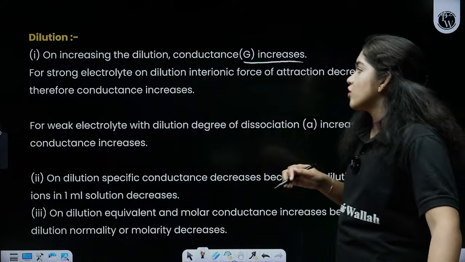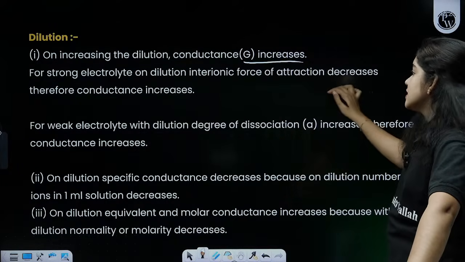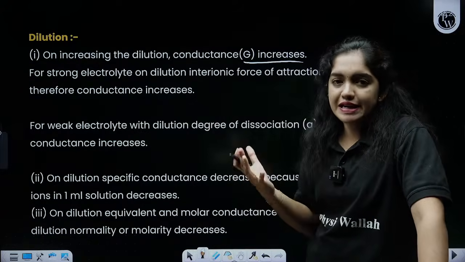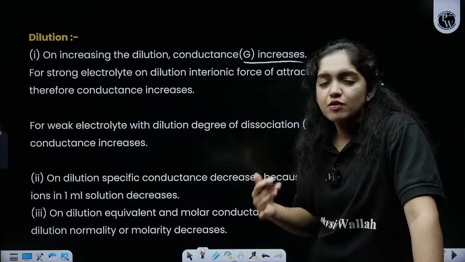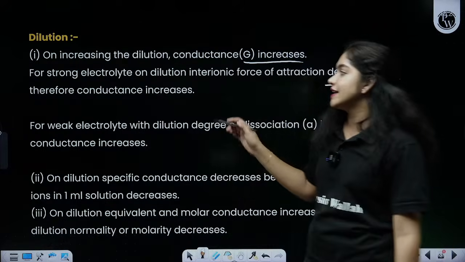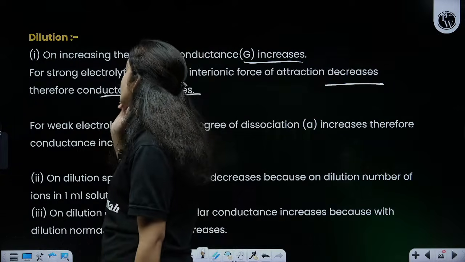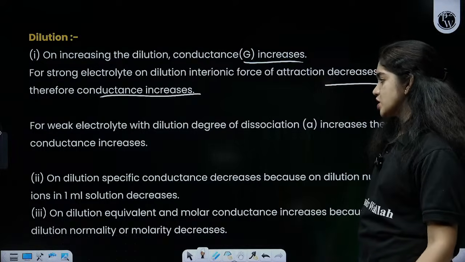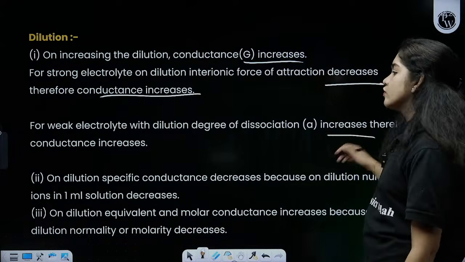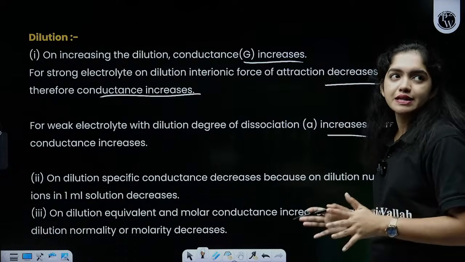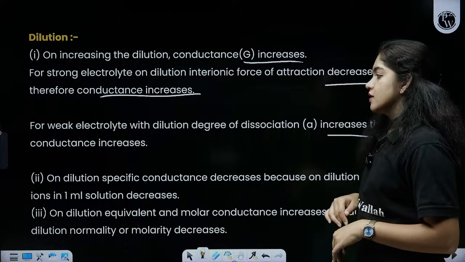For a strong electrolyte, on dilution, the force of attraction decreases, right? The force of attraction between the ions and the molecules decreases when we are diluting it. So therefore, the conductance increases in the case of a strong electrolyte. For a weak electrolyte, as dilution increases, the degree of dissociation increases, therefore conductance also increases. For both cases, dilution increases the conductance. That point is very, very important.